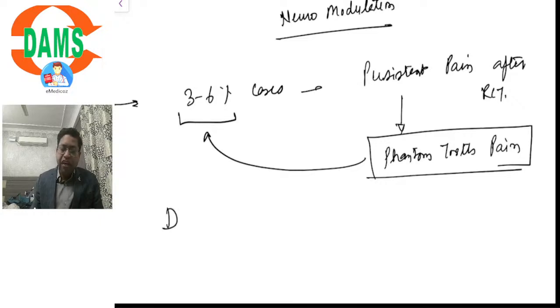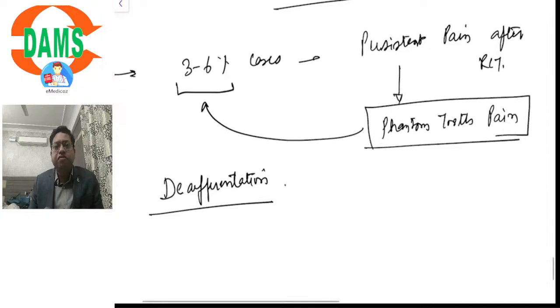Sometimes we technically also call it deafferentation. Another term that is used is deafferentation pain. Why deafferentation pain? Because we have removed all the sensory nerve fibers. That is called deafferentation.